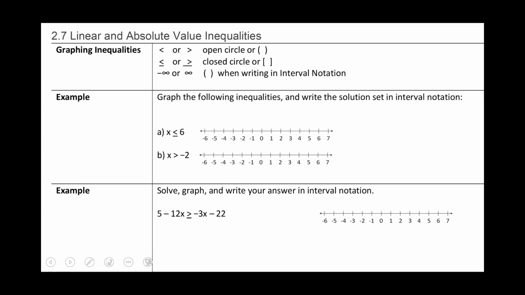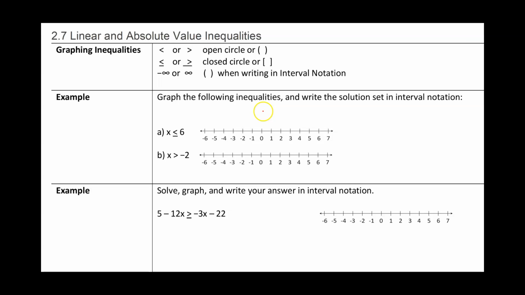In this section, we will talk about linear and absolute value inequalities. When using a less than or greater than inequality, we will use an open circle or parentheses. For less than or equal to or greater than or equal to, we will use a closed circle or a bracket. When approaching negative infinity or infinity, we will use a parentheses when writing interval notation.